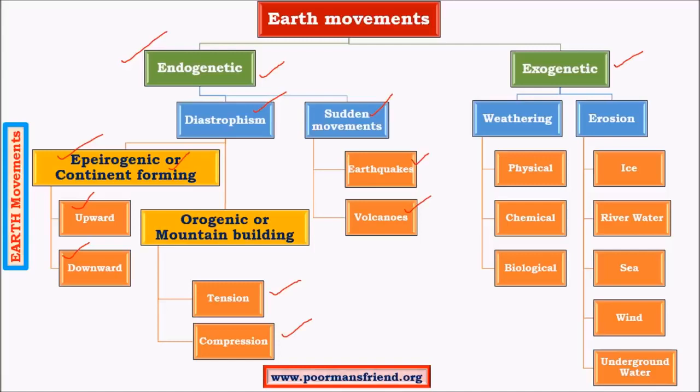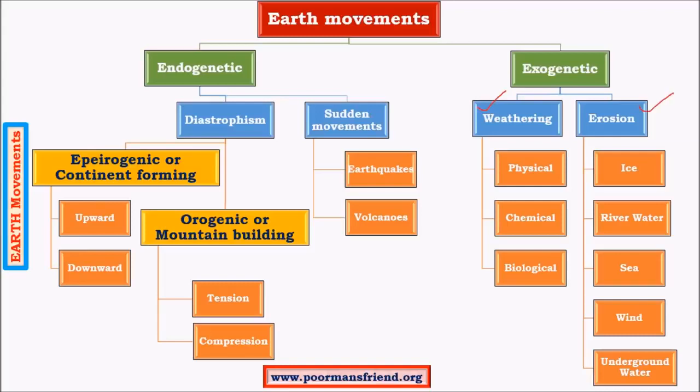Coming to exogenetic movements or forces which are emanating outside Earth's surface or sometimes even within the Earth's surface, the movements can be classified as weathering and erosion. Weathering is a movement where a particle just falls from a rock and settles in the neighborhood of the rock, whereas in erosion, the particles which are weathered are carried away for longer distances by erosional agents such as ice, water, sea, wind, etc. So in this video we'll study mainly about weathering, but about erosion we'll study later.